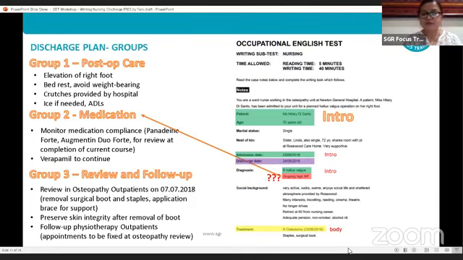So what does this mean? We don't have a lot of information yet, but we could probably relate it to the information we found earlier under medication in group 2 of the discharge plan, where we have 2 groups of medication, including verapamil, which is to continue. So this might be related to the ongoing high blood pressure of the patient.